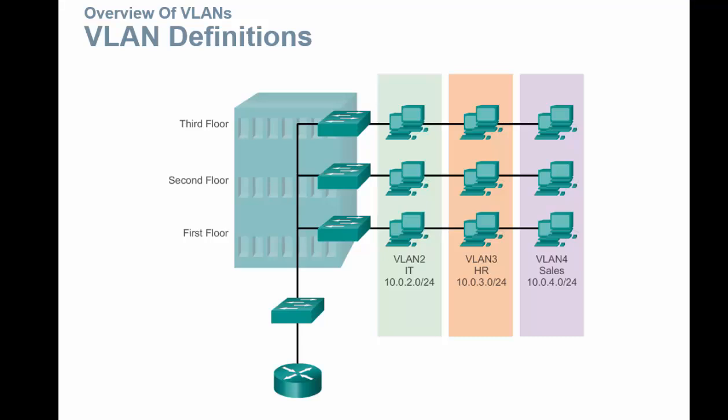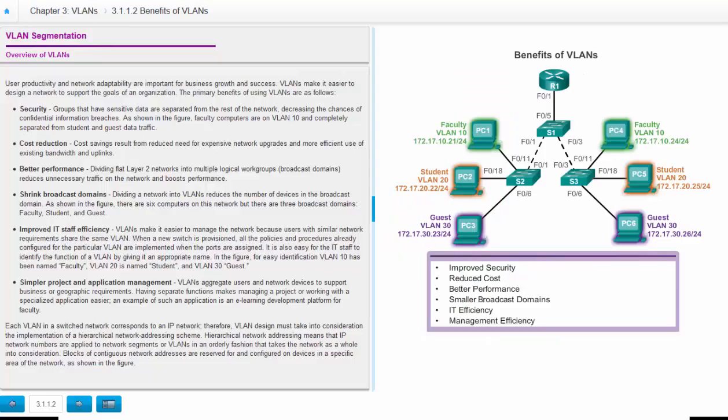VLANs do enable the implementation of access and security policies according to specific groupings of users. Each switch port can be assigned to only one VLAN, with the exception of a port connected to IP phones or to another switch. Let's take a look at some of the primary benefits of using VLANs.